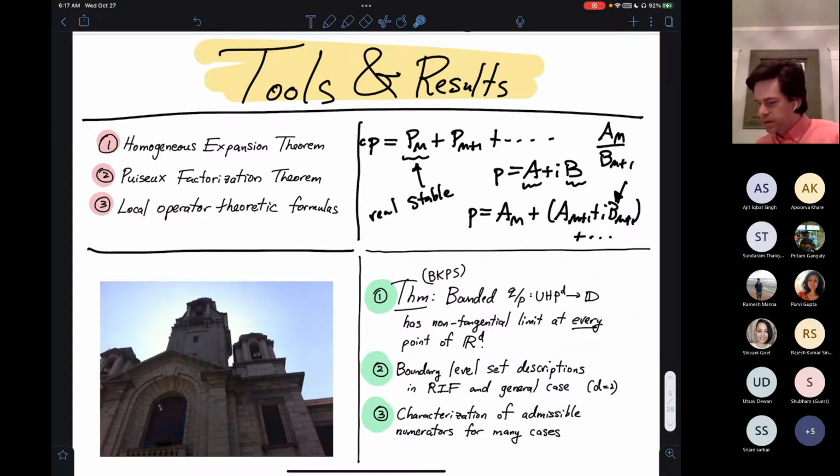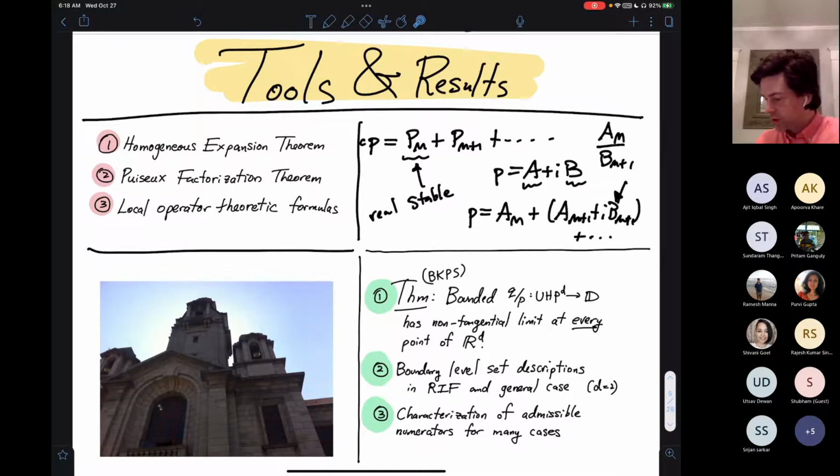I'm not going to prove this today, but we showed that given a bounded rational function from the product of upper half planes, normalized to map into the unit disk, it turns out it has a non-tangential limit at every point of R^d. So these functions can have singularities at the boundary, but the singularities don't matter when you're considering existence of non-tangential limits.